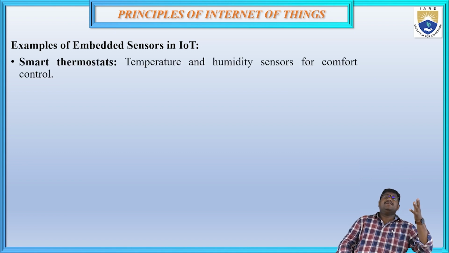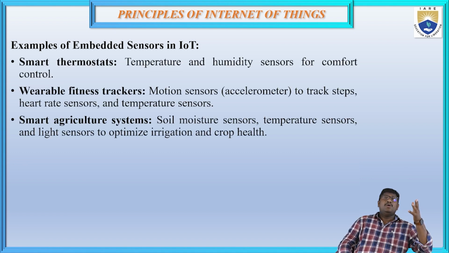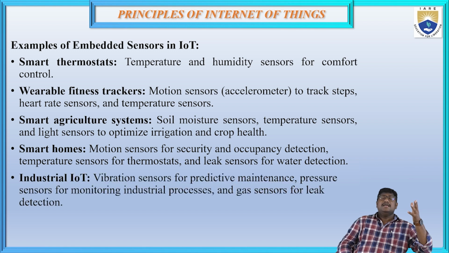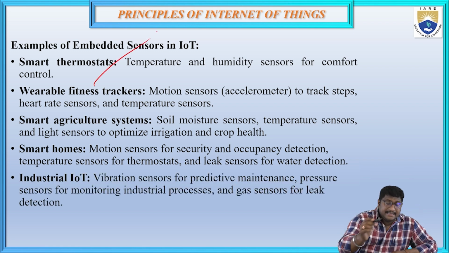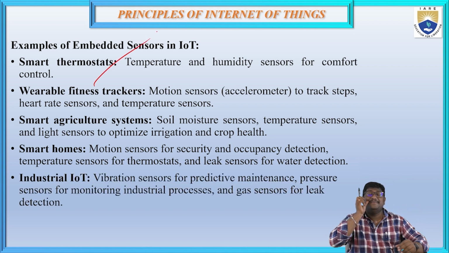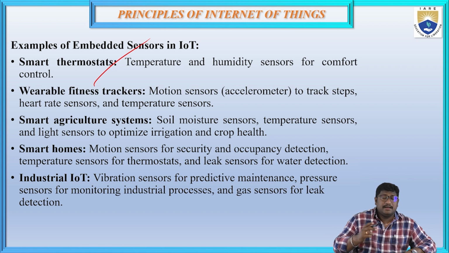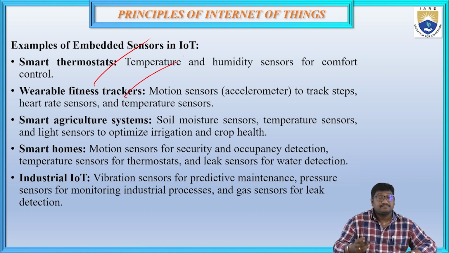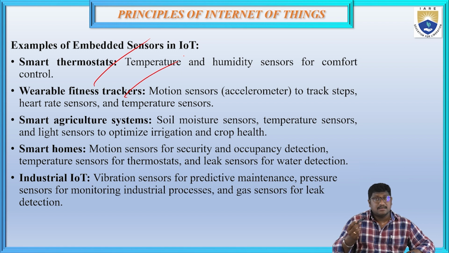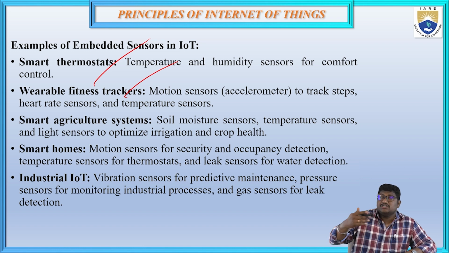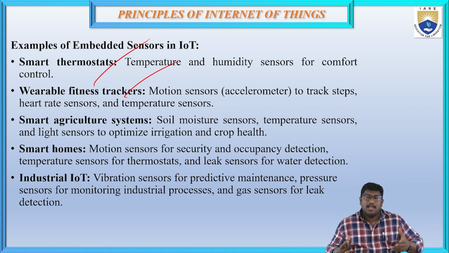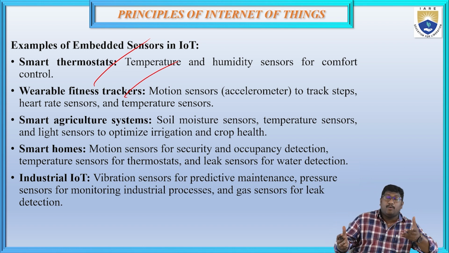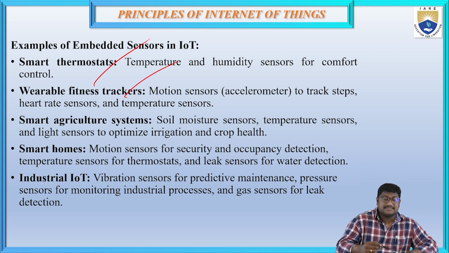What are the different kinds of examples related to embedded sensors? The first one is smart thermostats. Here, temperature and humidity are taken care of, which is smart control. Coming to the next one, wearable fitness trackers, which use motion sensors, also an accelerometer. It tracks your steps, how much distance you traveled, what your heart rate was, and the temperature of your body by using temperature sensors.